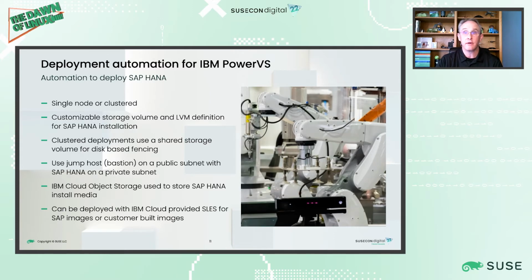Terraform within IBM Cloud for IBM Power Virtual Servers provides the same capabilities that have been developed with other public cloud providers. Today, the automation with PowerVS focuses on SAP HANA deployments. The automation is easily customized using a Terraform variables file. It is easy to switch between a single or clustered SAP HANA deployment. SAP HANA System Replication and SUSE Linux Enterprise High Availability will be automatically installed and configured when the clustering is enabled in the Terraform file. A shared storage volume will also be deployed, providing disk-based fencing.